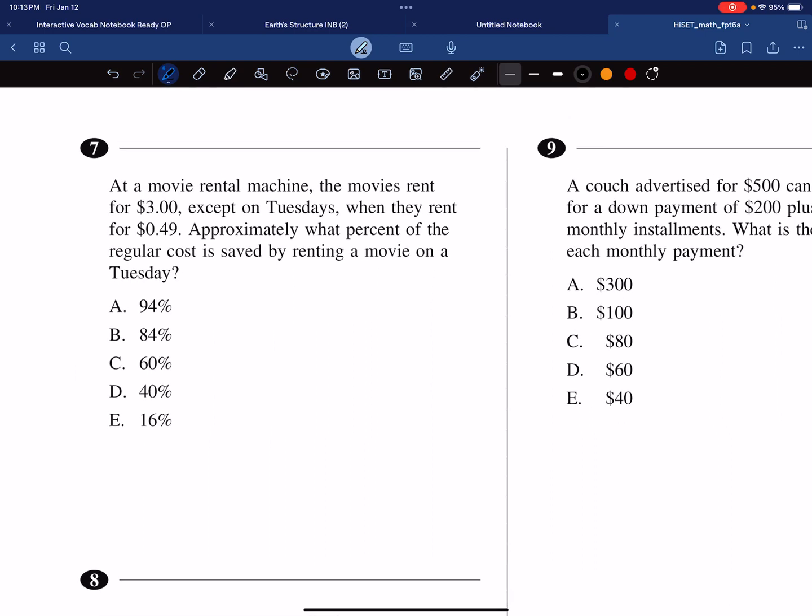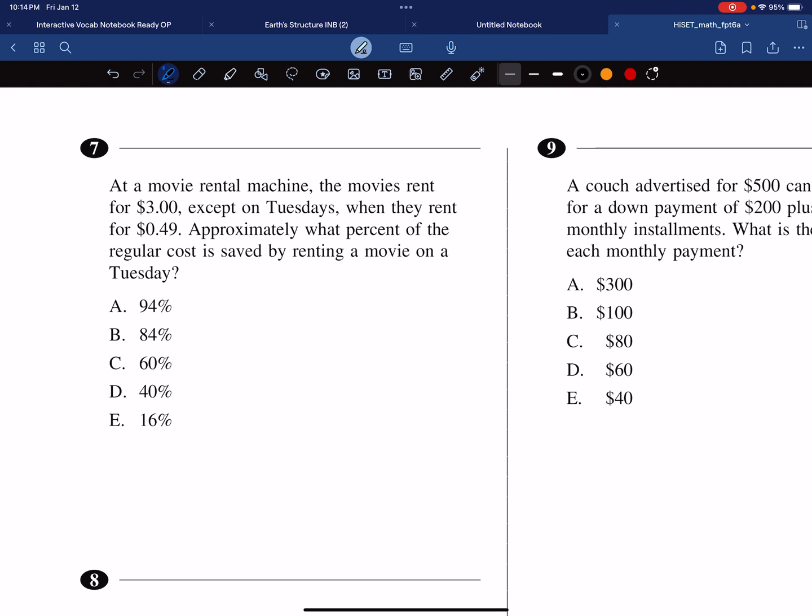Number 7. At a movie rental machine, the movies rent for $3, except on Tuesdays when they rent for 49 cents. Approximately what percent of the regular cost is saved by renting a movie on Tuesday? Now be very careful with the wording here. The question is what percent approximately is saved by renting a movie on Tuesday.